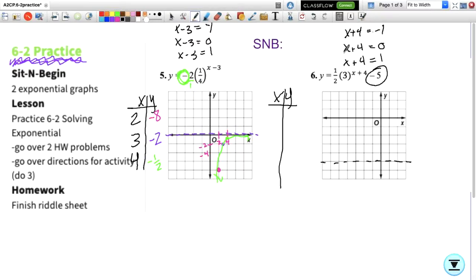So I'm going to subtract 4 from each. I get -5. I subtract 4 again, I get -4. And then when I subtract 4 again, I get -3. And now I'm ready to plug those values in and see what I get.